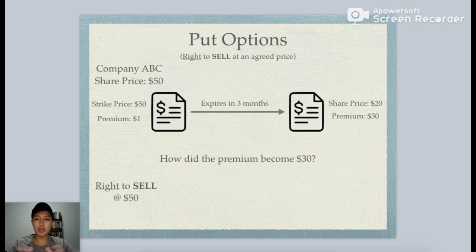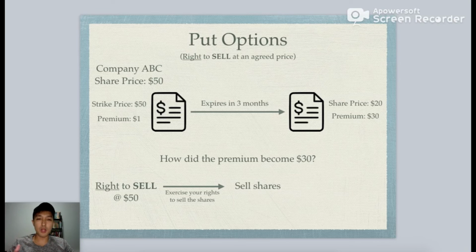Alright, so remember, a put option is the right to sell. At this point in time, the share price dropped from $50 to $20. When it dropped to $20, the market price is $20. You have a put contract, which allows you to sell. You have the right to sell at $50. Will you want to sell in the market at $20, or would you rather exercise to sell your shares at $50? Naturally, you want to sell high, so you want to sell at $50. Am I right? So when you exercise, you sell at $50.